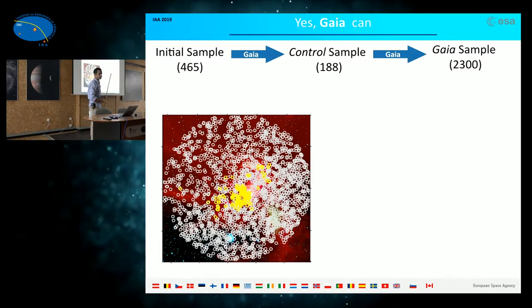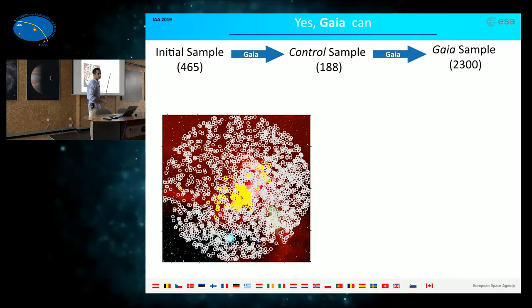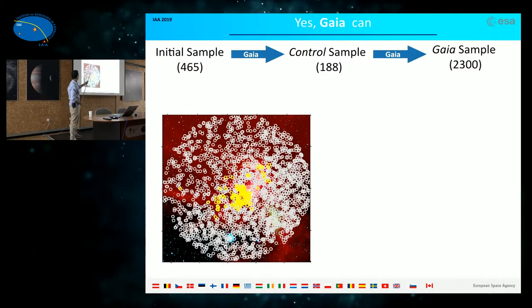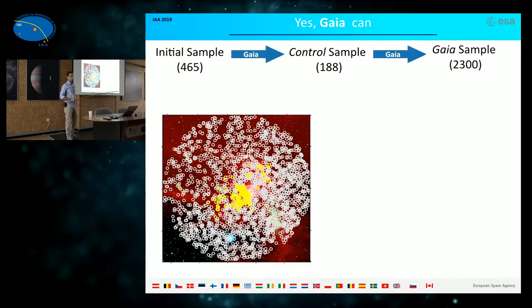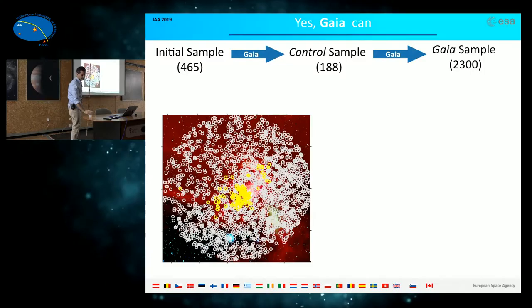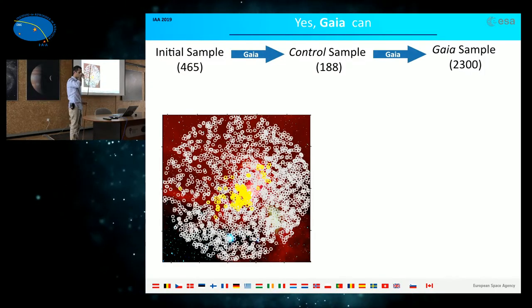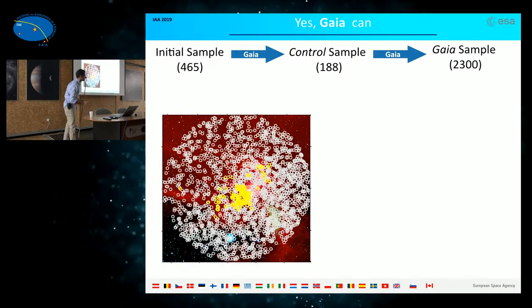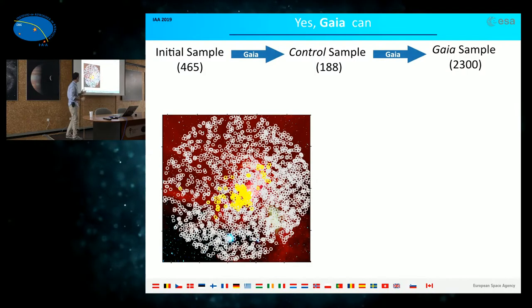What is the limit for the definition of the Gaia sample in this field? Because I can guess that the number of the Gaia stars in this field has much value. Yes, yes. I didn't want to go too much into the details.